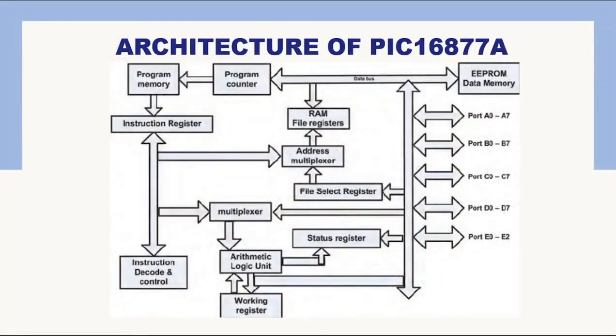So this is the architecture of the PIC microcontroller. As you can see, there are multiple IO ports, A0 to A7, where A0 is the MSB and A7 is the LSB. And these are the ports which can be used as input and output.